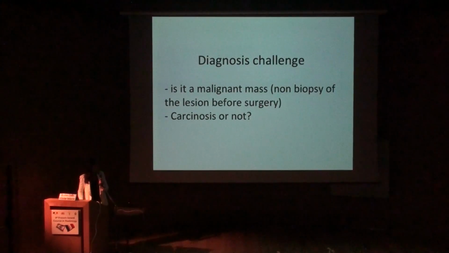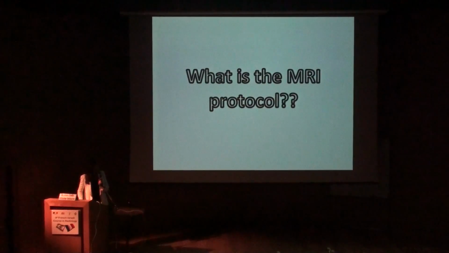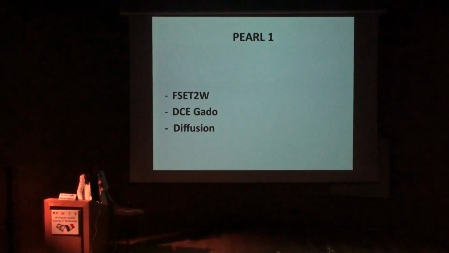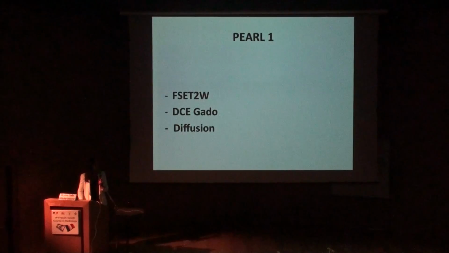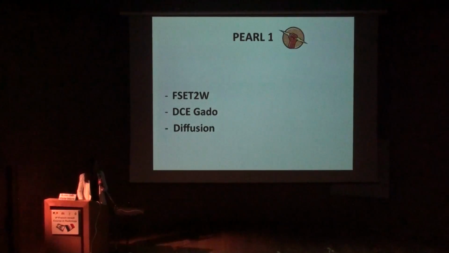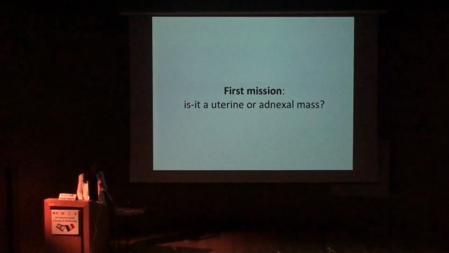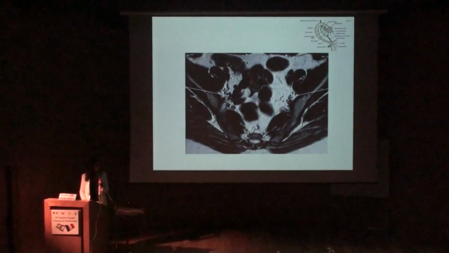And the diagnostic challenge will be, first, is it a malignant mass or not? And is there carcinosis or not? What is the MRI protocol? The three main important sequences are T2, of course, and dynamic contrast enhancement with gadolinium, and diffusion. And the first question is whether it is a uterine or adnexal mass.